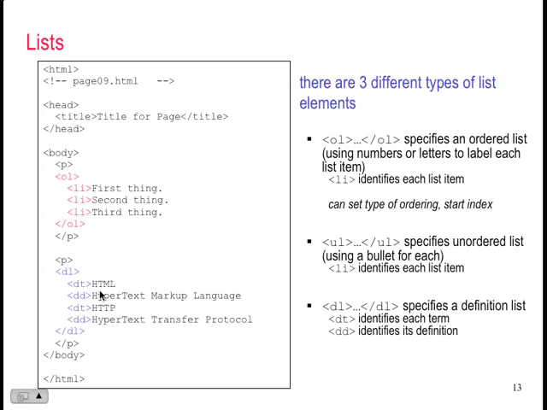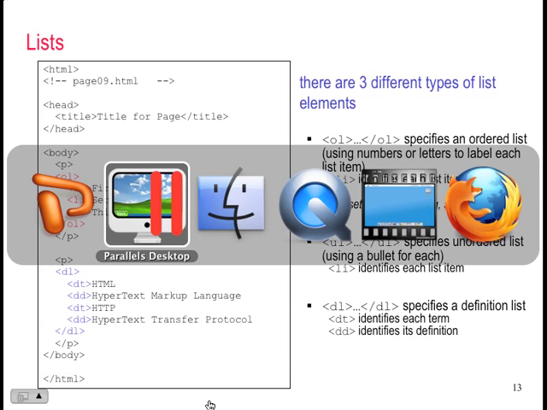And so here we've got a similar kind of thing, and this is like what we're going to do with tables in a few minutes as well. We've got a definition list opening and closing bracket, as you see. Then we have a term, the definition term HTML, and then the definition, the DD: HyperText Markup Language. And then we have the definition term HTTP, and next to it, HyperText Transfer Protocol.